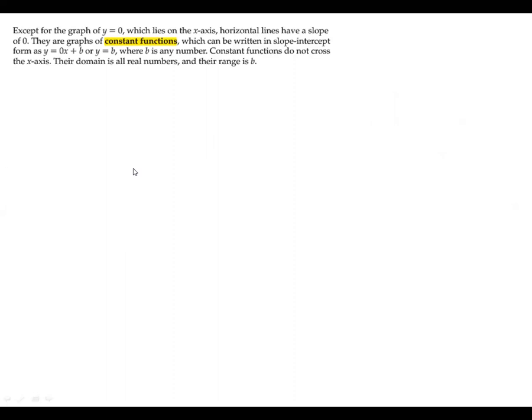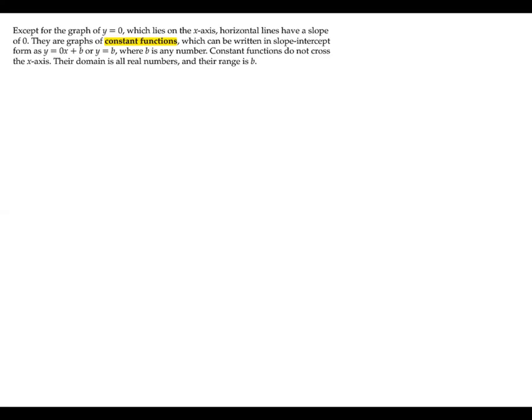All right, so except for the graph of y equals 0, which lies on the x-axis, horizontal lines have a slope of 0. They are graphs of what's called constant functions because there's no x in the equation, which can be written in slope-intercept form as y equals 0x plus b. But since there's no slope, the slope is 0. 0 times x is 0, so you really just have y equals b. And b can be any number.